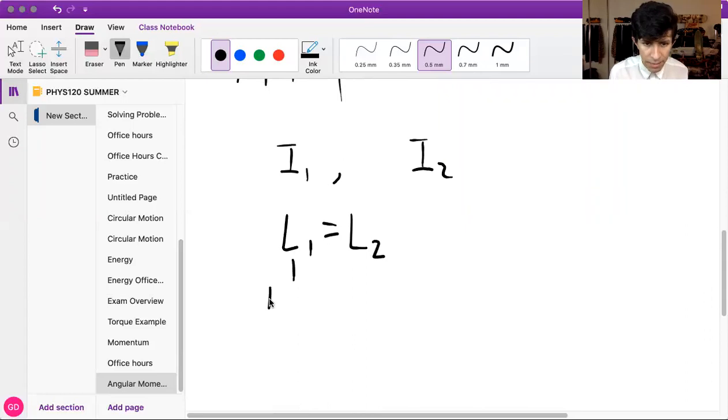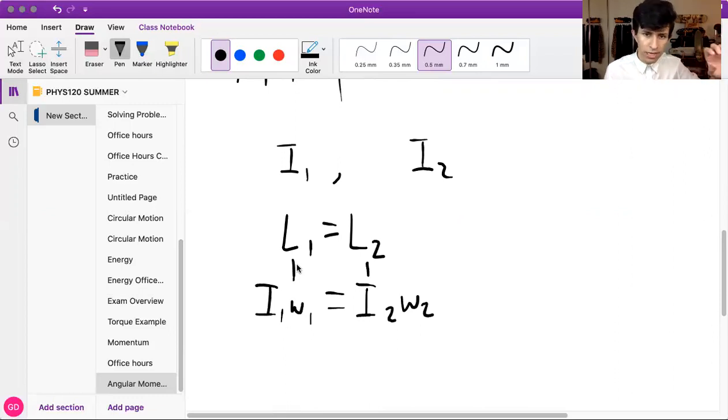We have I1 omega 1 has to equal I2 omega 2, because the angular momentum in the first case has to equal that of the second case, even though inertia changes. I keep interchanging those two words. My apologies. As long as you're following this to here, you're on the right track.